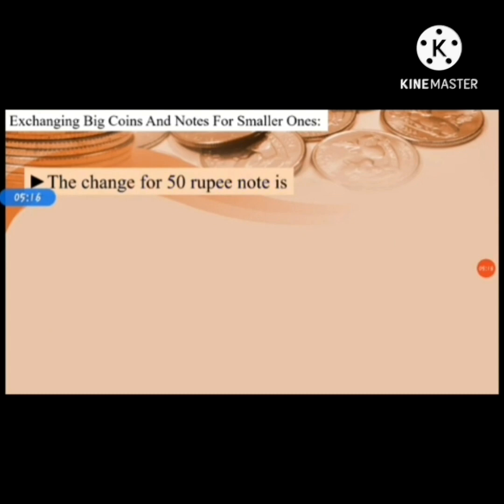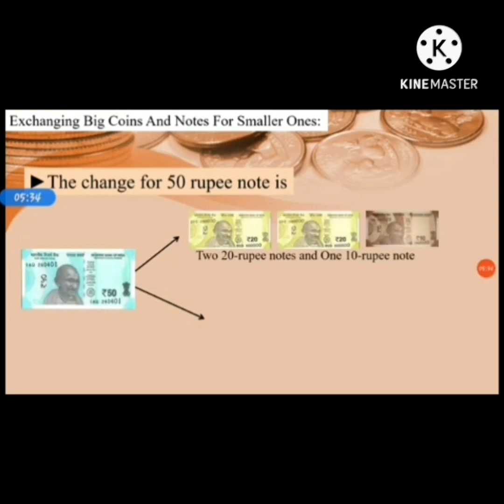Next is the change for a 50 rupee note. Up till now we have seen only coins. Now we'll see the 50 rupee note change. How will we get this? Let's see. We'll take two 20 rupee notes and one 10 rupee note. Clear? So 20 plus 20 is 40, plus 10 is 50 rupees. This is the change for 50 rupees.